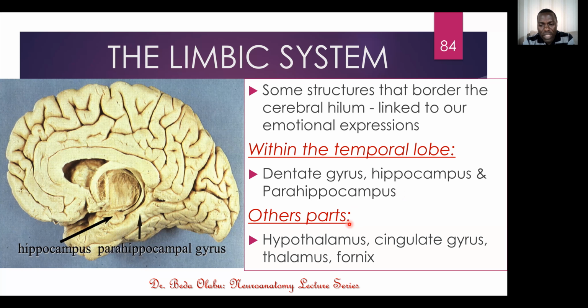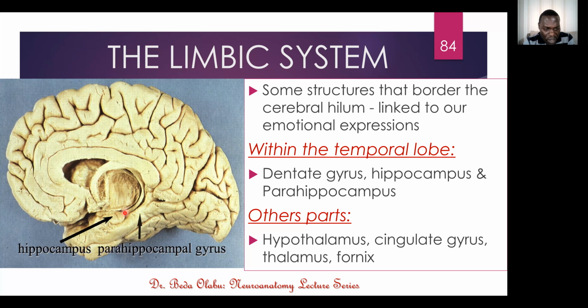We've mentioned hypothalamus before. I think if you haven't, we'll mention today, but you've heard about it. Cingulate gyrus is this one here. Cingulate gyrus is part of the limbic system. You can see it's also bordering or edging.